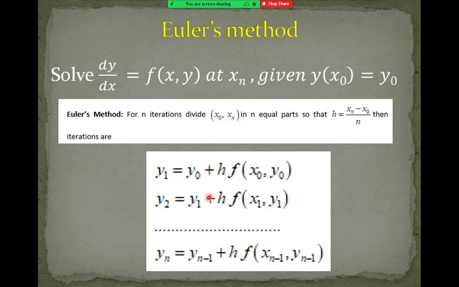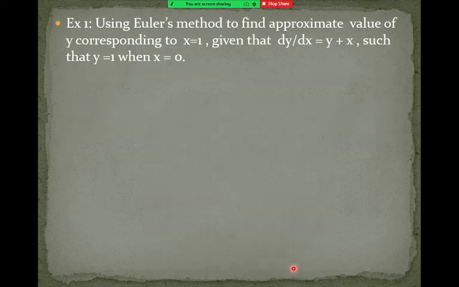So I'll not go into the detail. These are the formulas. Just remember the nth iteration formula. This is the general formula: yn equal to yn minus 1 plus h times f of xn minus 1, yn minus 1. So obviously the nth iteration depends on the n minus 1th iteration. Now see the examples. It is really formula based, no difficult things are there. So the important task is you have to remember the formulas. That is the main task.